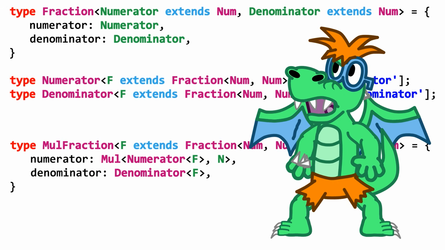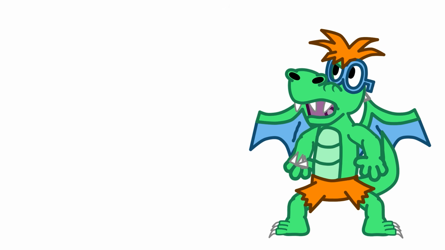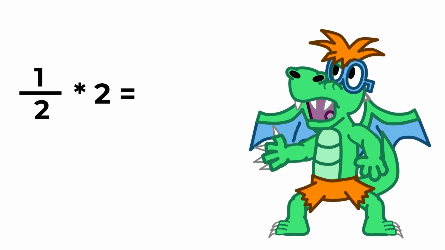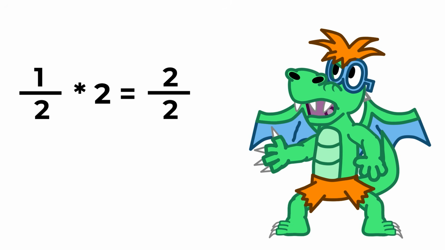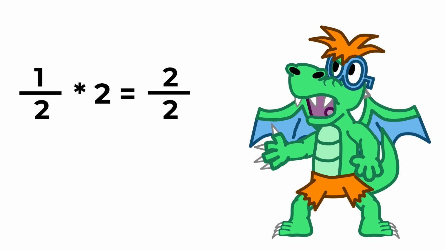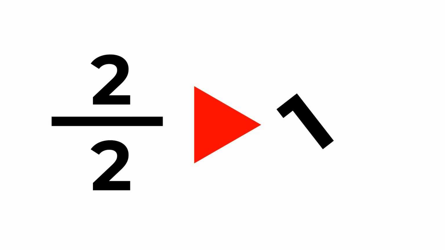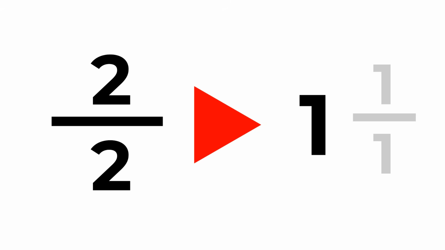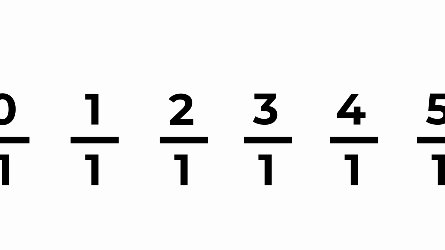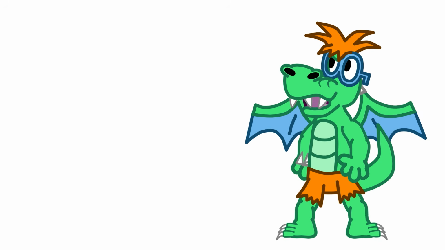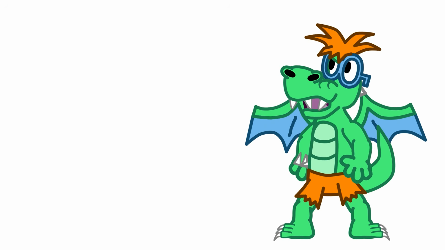But now we have a problem. If we multiply, say, 1/2 by 2, the result is now 2 over 2, which is a natural number, but how do we check that? Well, if we simplify this, it would simplify to 1, which is just 1 over 1. In fact, all natural numbers would have a denominator of 1 when written as fractions. So we need a function to simplify fractions in order to check if their denominator is 1.